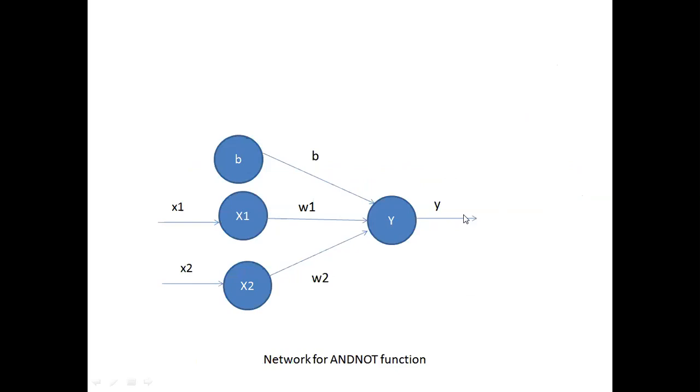Next, the network for the and-not function: here we consider x1 and x2 as the inputs and B as the bias, with the bipolar target. This is the final output Y, and this is Y in. This is the input x1 and this is the weight W1, this is the input x2 and this is the weight W2, and the weight for the bias is B. So x1 W1, x2 W2, and B are all we require for calculating the Y function.